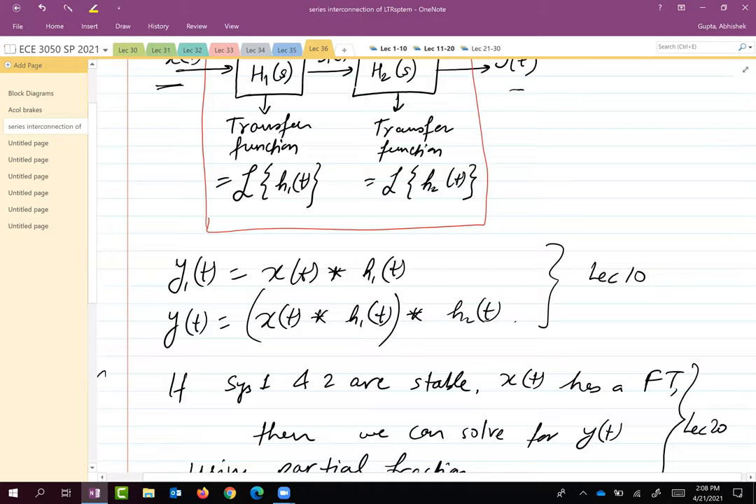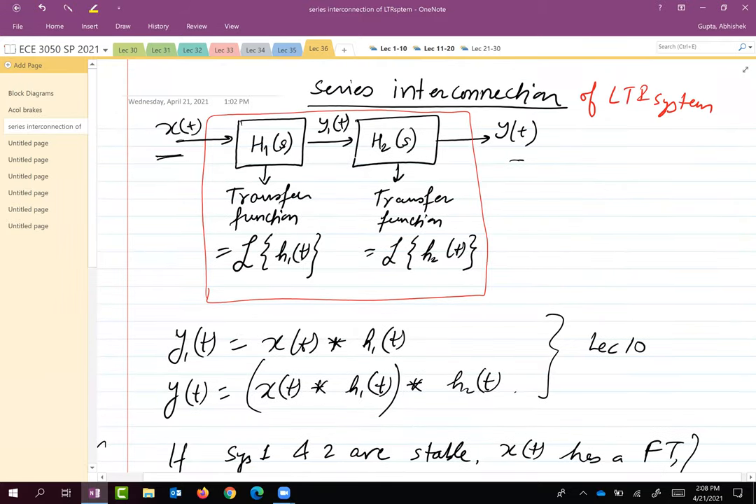So now our goal is, in order for me to compute the overall transfer function of the series interconnection of two systems, all I have to do is take Y of s over X of s. That's the transform of the entire series interconnection, and that's just H1 of s times H2 of s. Just multiplication of the two transfer functions gives you the transfer function of the series interconnection.